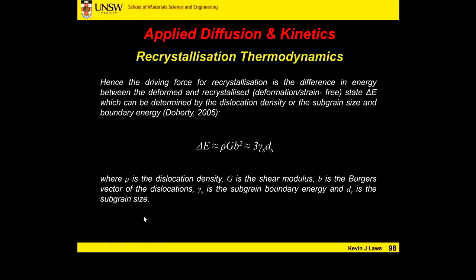Here rho is our dislocation density, G is the shear modulus of our material. So again, this is a material property or response to deformation. B is the Burgers vector of the dislocations. So this is the size of the dislocation step. Burgers vector typically is half the atomic spacing of the crystal lattice.